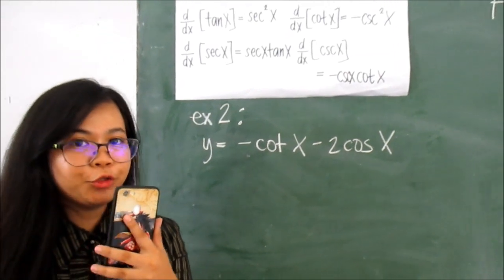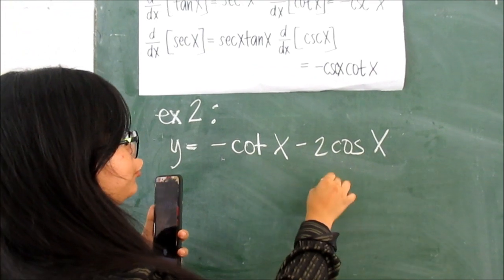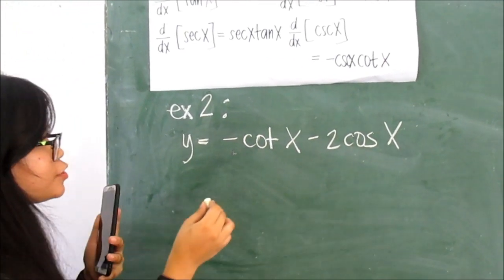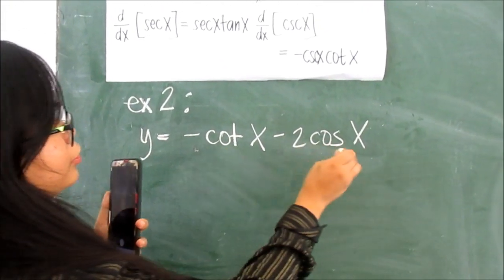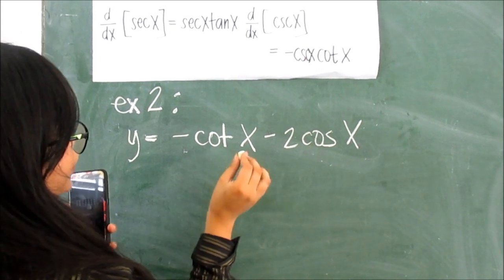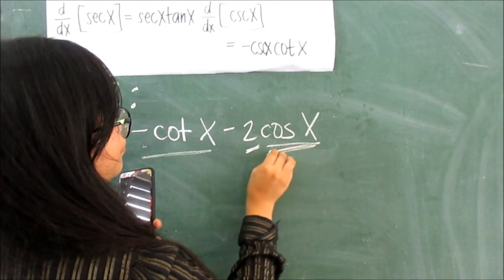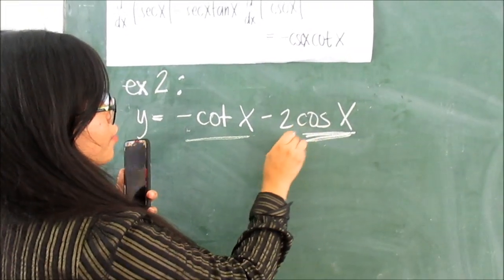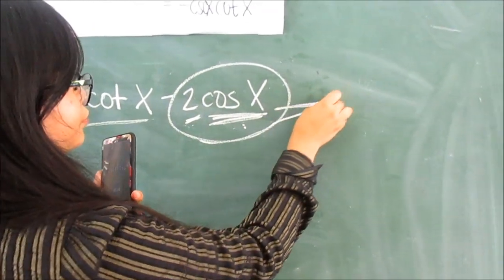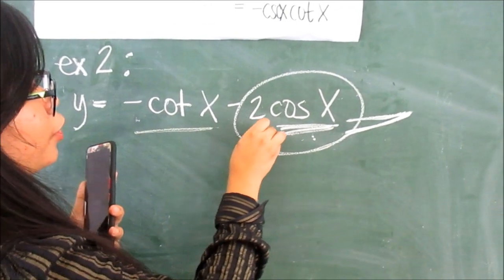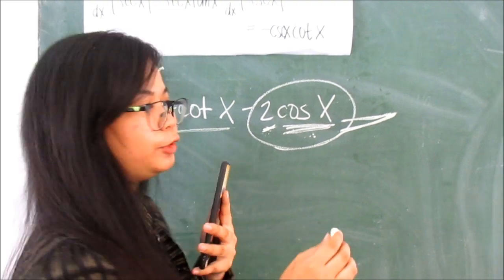Our example number 2 is y is equals to negative cotangent x minus 2 times the cosecant x. Sunod natin, hahanapin natin ang derivative ng dalawang terms. This is the first term, second term, and the third term. As you can see here, dalawa sila rito. So, kailangan natin hanapin ang derivatives. Ito. Since 2 at cosine x ay dalawang term, kailangan natin gagamitin ang product rule.